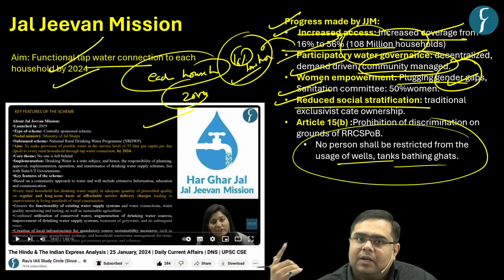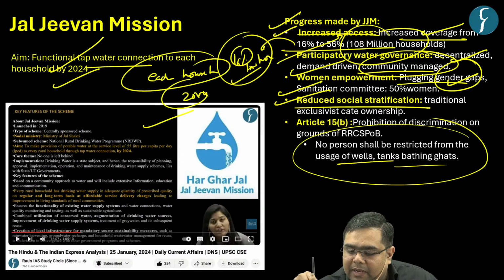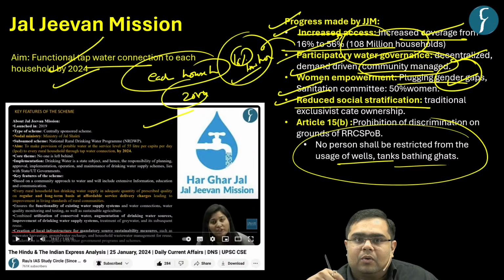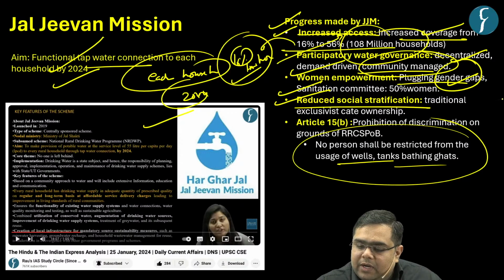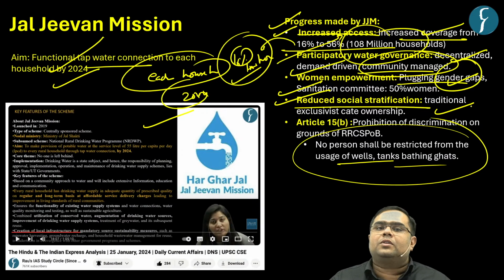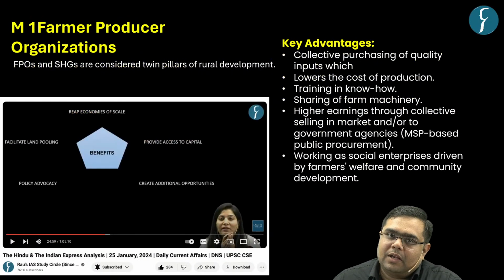So they do not like the Dalits or marginalized communities or economically backward sections to go over there and use the ghats for purposes of water collection or bathing or drinking, because with water there is a concept of purity and pollution linked. So this scheme would lead to reduced social stratification, that is, traditional exclusivist caste ownership would be replaced by individual ownership of tapped water connection to every household. So these are the obvious advantages.